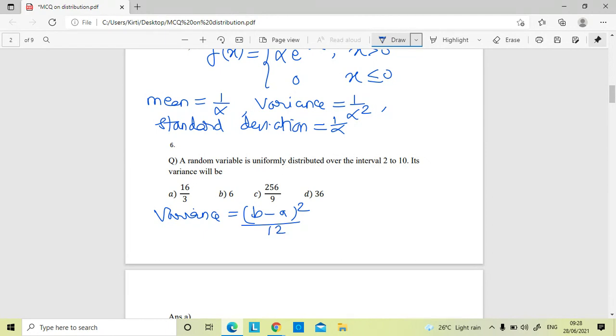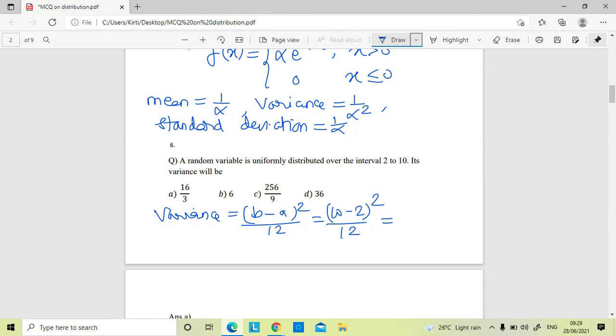Right? This is the formula, (b minus a) whole square by 12. So we need just a and b. Remember, a is always the lower value and b is always the highest value. So what will be my b? b is 10 and a is 2. So if I put these values, (10 minus 2) whole square by 12, you will get the answer.